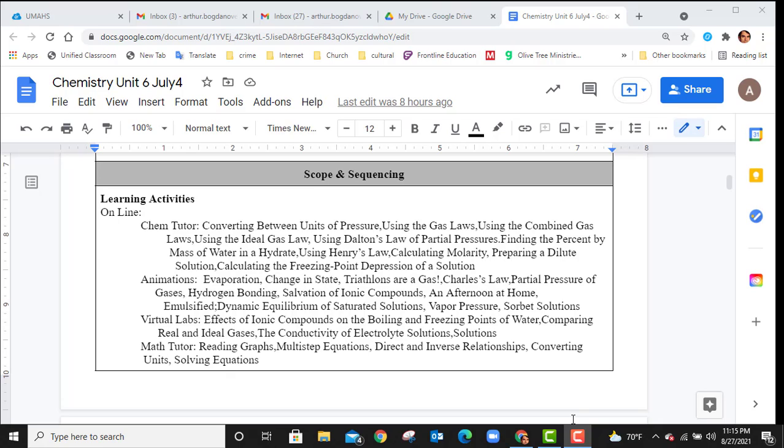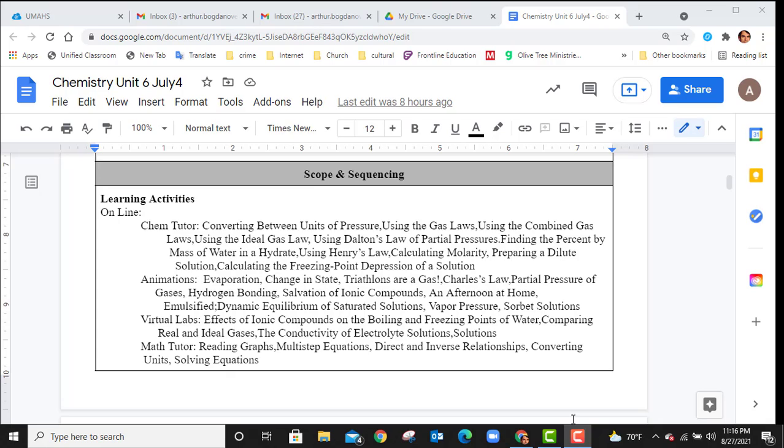And then they have virtual labs, which would mimic the physical labs in the classroom, and they would exercise the scientific process parts of your brain. There's one about boiling water, and another one comparing real and ideal gases, and conductivity of electrolyte solutions, and solutions in general.